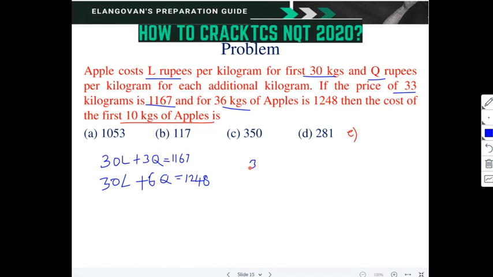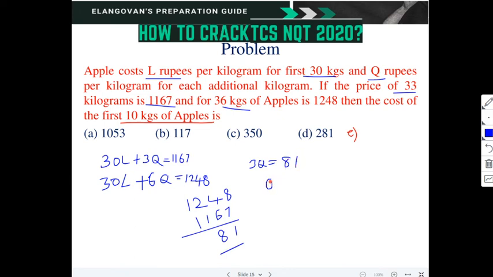Now it is very easy from these two equations. We say that 3Q is equal to 1248 minus 1167. That is 30L gets cancelled. 6Q minus 3Q is 3Q. 3Q is nothing but this minus this. So here we will get 1, 8. Am I right? So 81 rupees. So 3Q is 81 rupees.